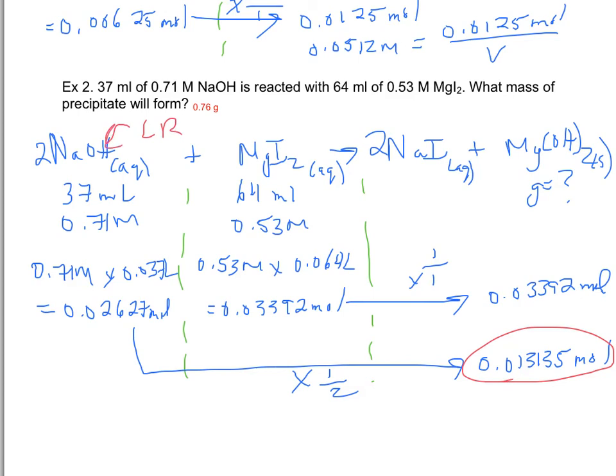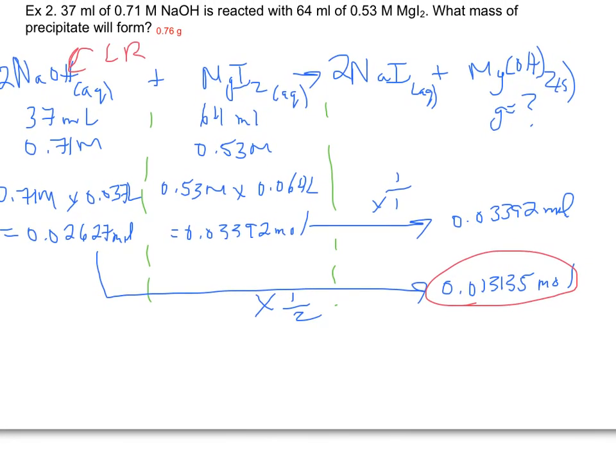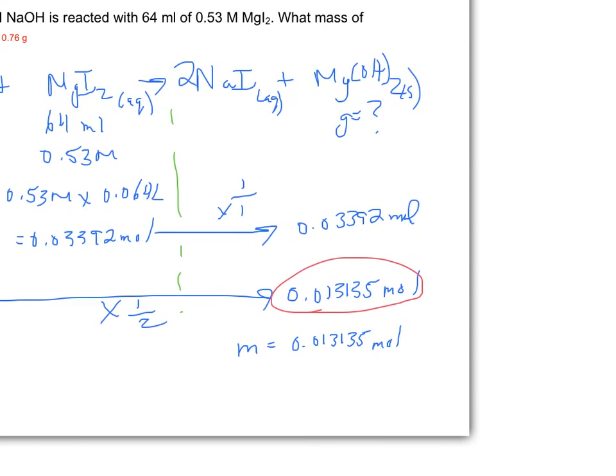Now I'm going to answer the question with this number here. I have the moles of magnesium hydroxide. The question asked me to express that in grams. I'm going to use the m equals n times big M equation from Unit 3 in order to do that. The molar mass of magnesium hydroxide works out to 58.33 grams per mole. That's what my calculator tells me.